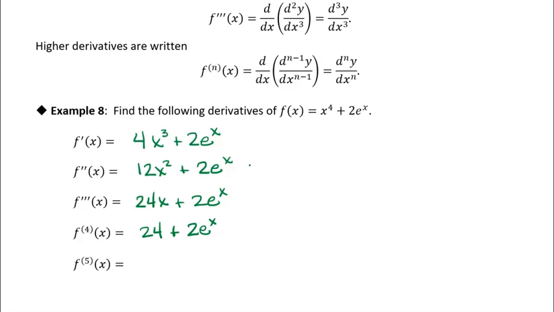And then the fifth derivative. Take the derivative of the fourth derivative, you get the fifth derivative. Now that 24 is just a constant. So all we have left is 2e to the x, because the derivative of 2e to the x is 2e to the x. And for any other higher order derivatives, like if I was going to do the sixth derivative, it would just be 2e to the x. The seventh derivative would be 2e to the x. So from here on, it's pretty stable. All the derivatives are going to be 2e to the x.